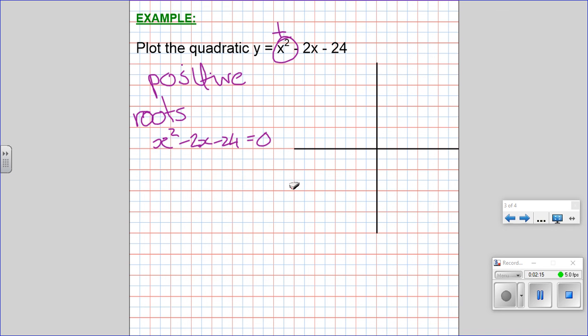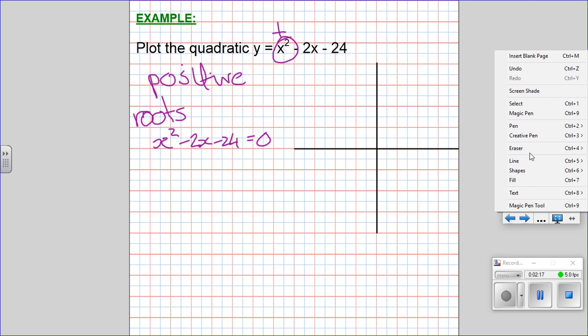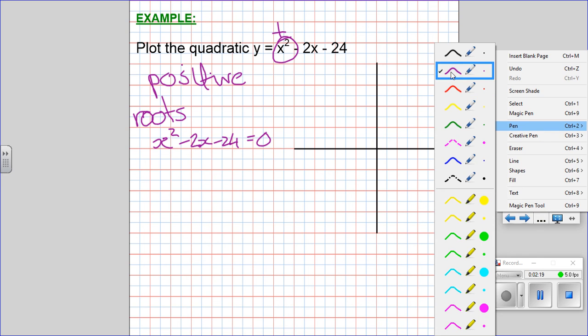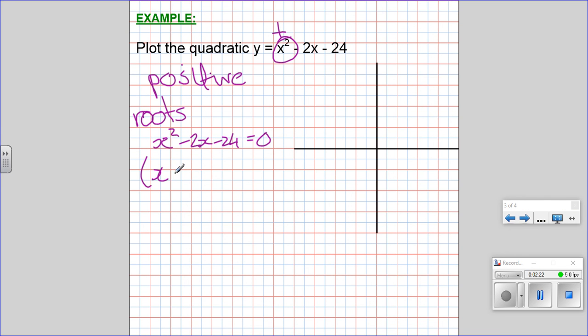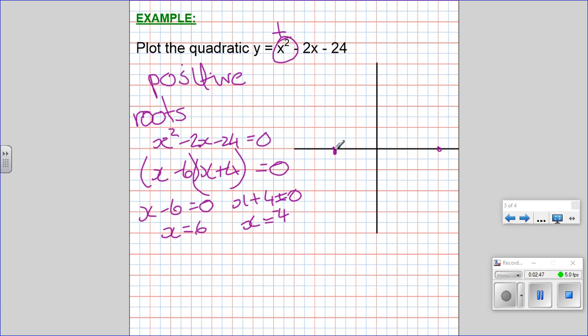So x squared minus 2x minus 24 factorises to x minus 6, x plus 4 equal to 0. So then x minus 6 is 0, so x is 6, and x plus 4 is 0, so x is negative 4. So let's put these in. So x is 6 and x is negative 4.